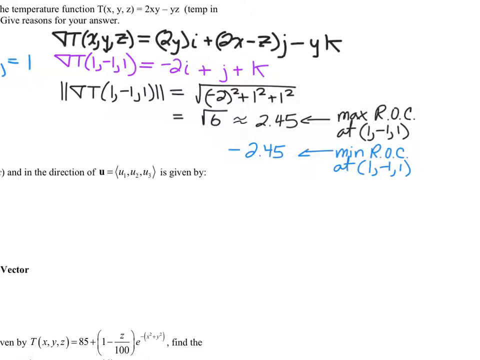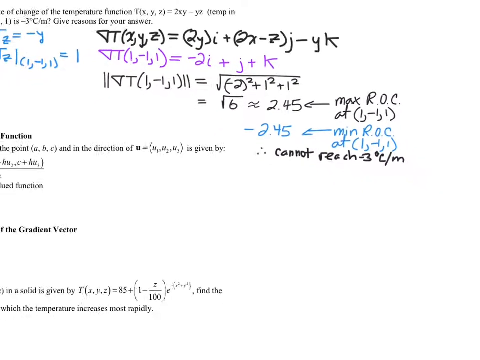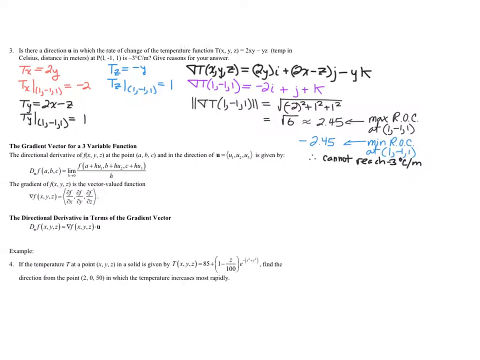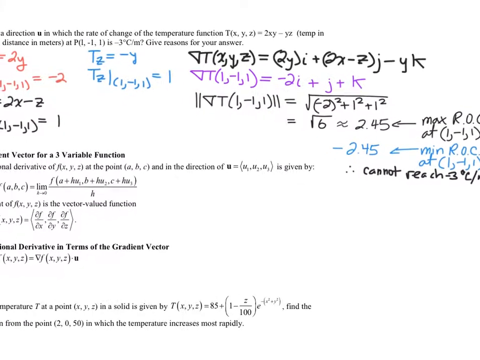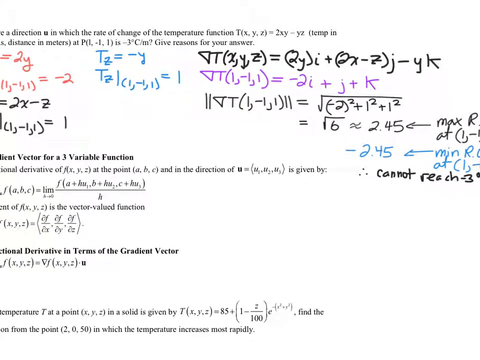And so therefore, it cannot reach 3 degrees Celsius per meter. Negative? Yeah. Negative. All right, well, or positive, doesn't matter. But the question was asking negative, and so it is true that we could not ever get to a -3 measure because the lowest we could ever get to is negative 2.45.